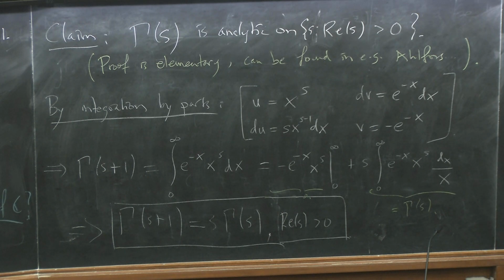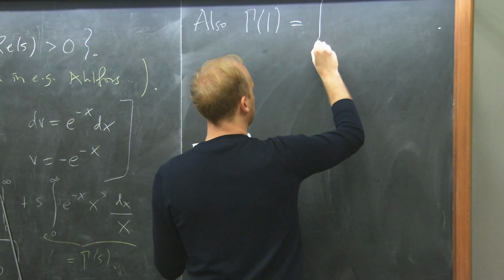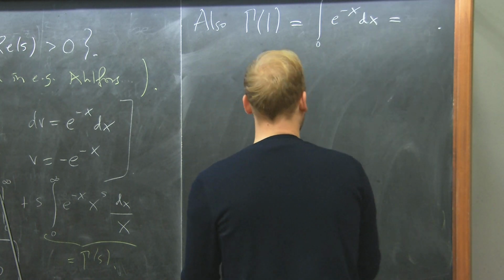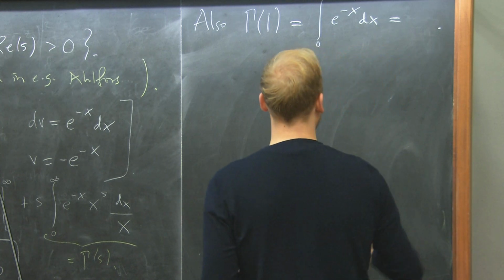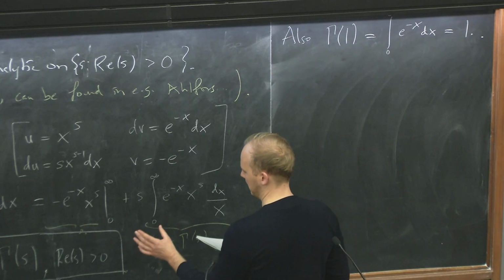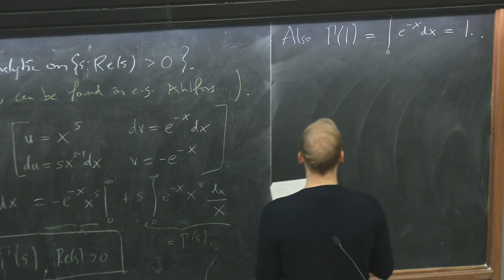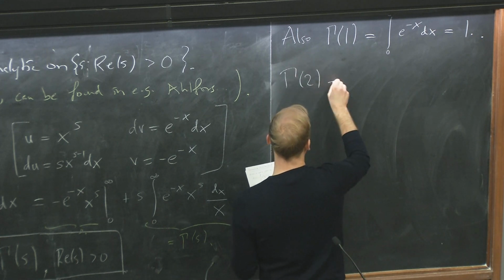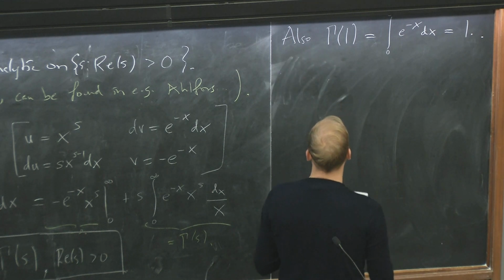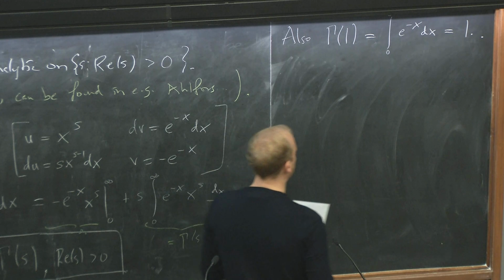So what does this mean? Moreover, we can also compute gamma of 1. Gamma of 1 is just equal to this integral from 0 to infinity of e to the minus x dx. And then you do some calculus from the first year to see that this is equal to 1. So gamma of 1 equals 1, and gamma of s plus 1 equals s times gamma of s. So this means that gamma of 2 is equal to gamma of 1 and so on.